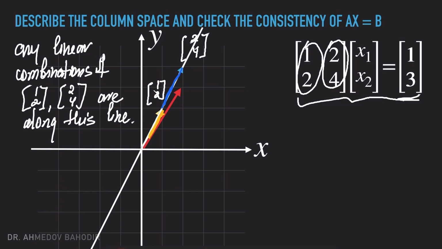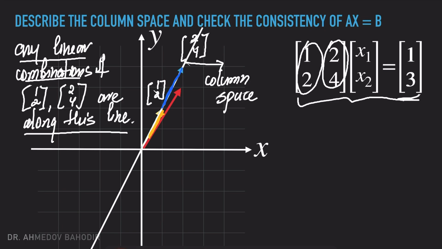You basically tell us that, hey, this doesn't exist, right? Because any linear combination of these two vectors is going to be along this line. And if you would like to find a linear combination which is outside this line, you basically tell that this doesn't exist, right? So this system has no solution because this 1, 3 is outside the line. And what we basically say is that this line is going to be the column space of the matrix A.